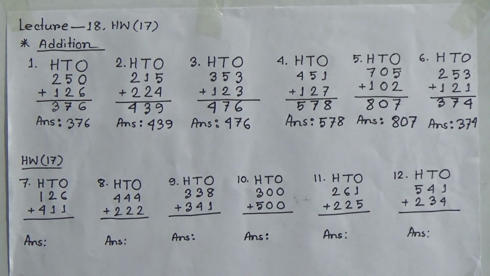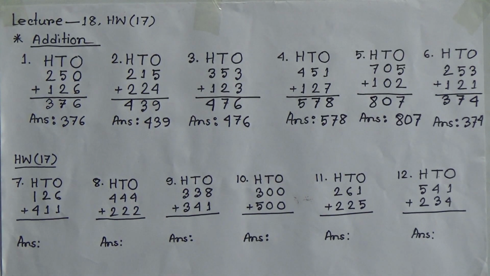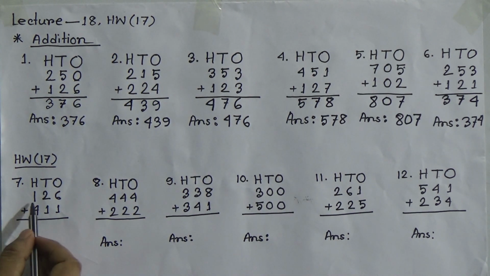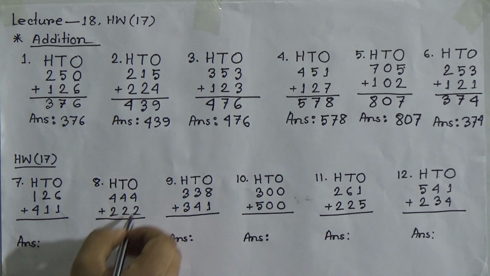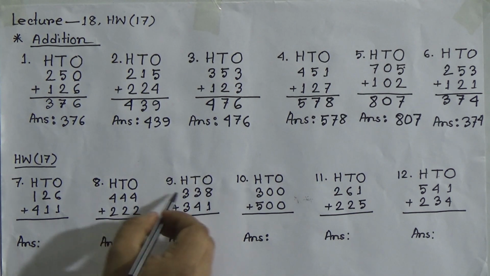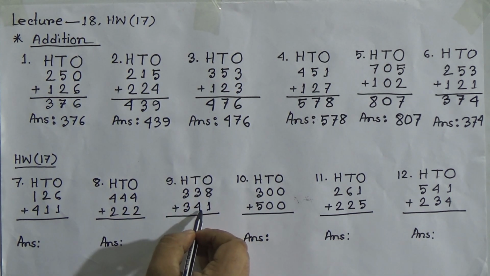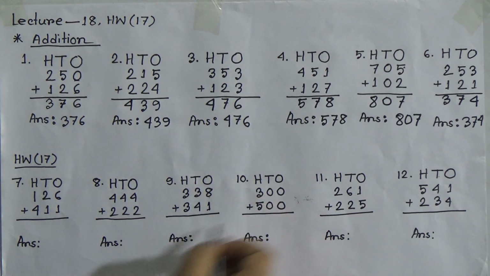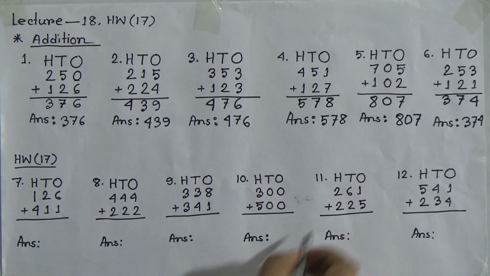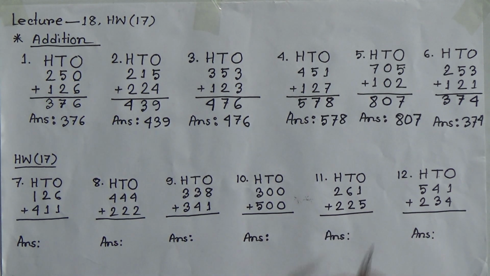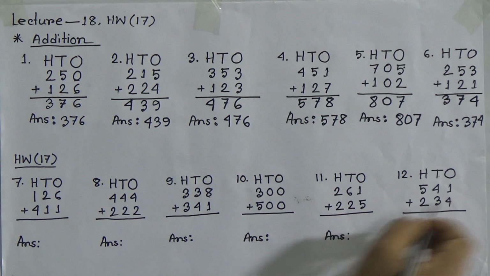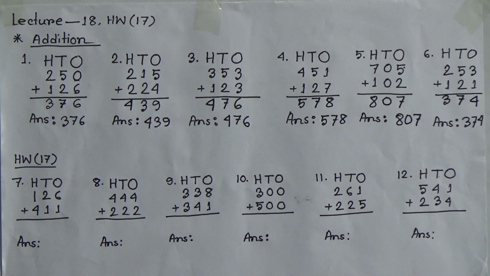374. My dear student, questions number 7, 8, 9, 10, 11, 12 will be your SW. Here 126 plus 411 equals what? 444 plus 222. Question number 9, 338 plus 341. 300 plus 500. Question number 11, 261 plus 225. Question number 12, 541 plus 234. My dear student, this is your SW. You must do your assigned SW in your SW copy and submit it regularly through your guardians.